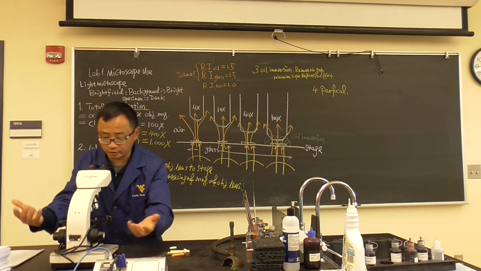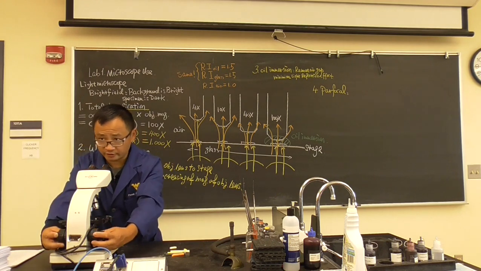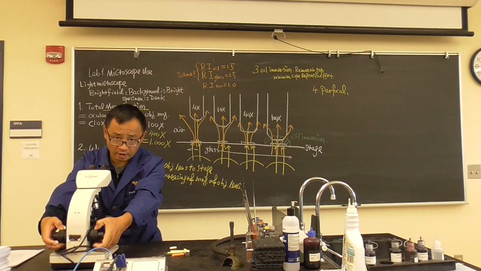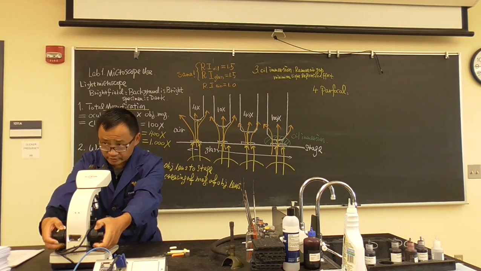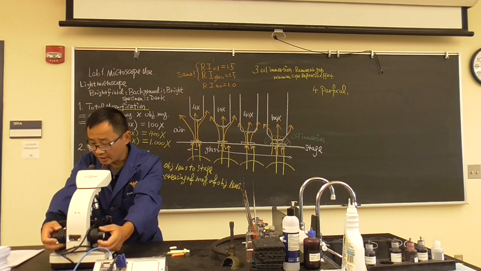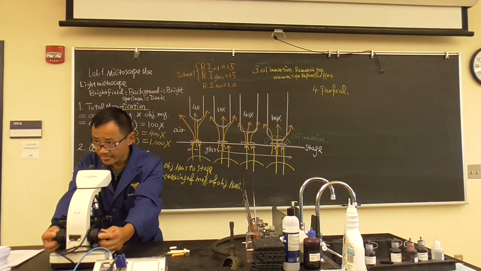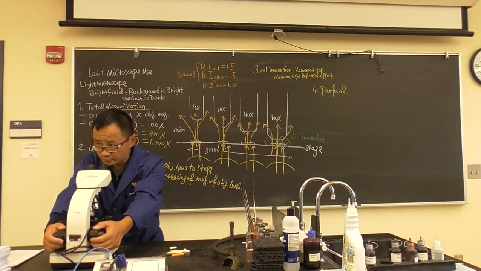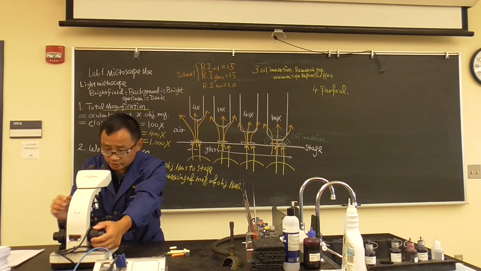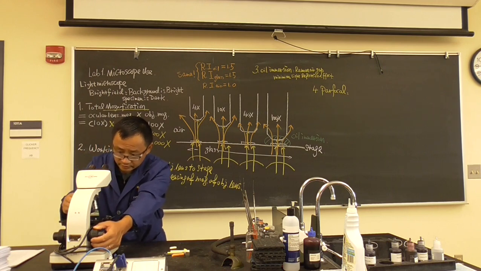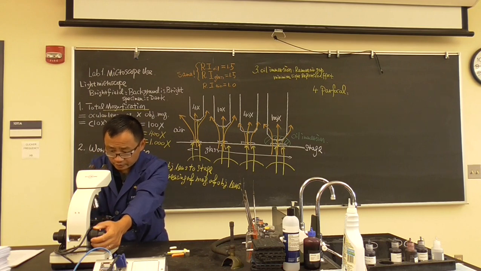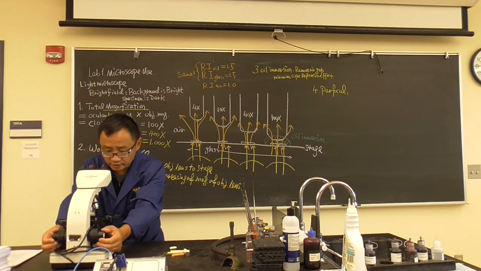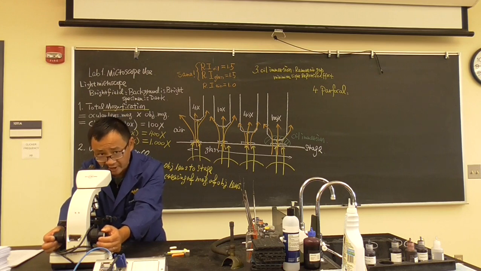What do we do? These are called focus controls. The thick knob is the coarse focus. That is used for 10x focusing. And the thin knob is the fine focus. Which means you use the thick knob to do the coarse focus. You already focused at 10x. Then you switch to 100x. You only need to use the fine knob to do a very tiny adjustment, and it stays focused.